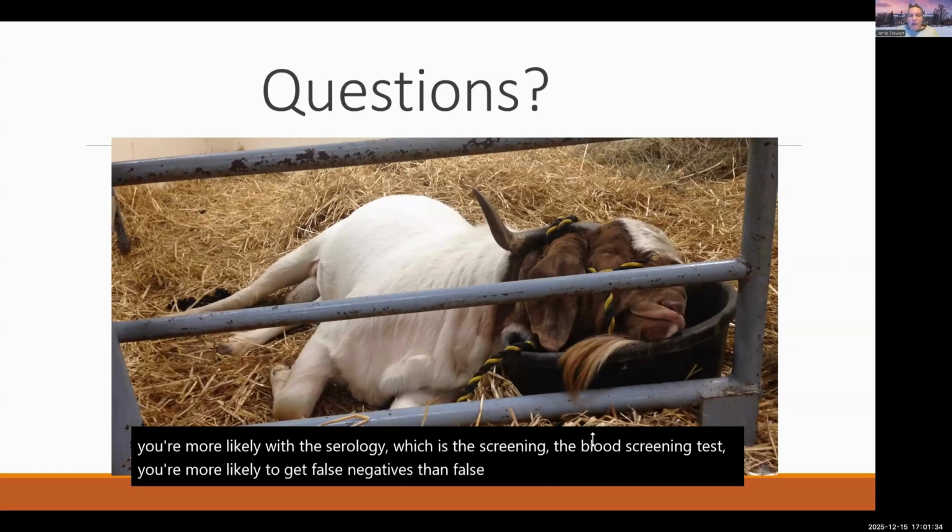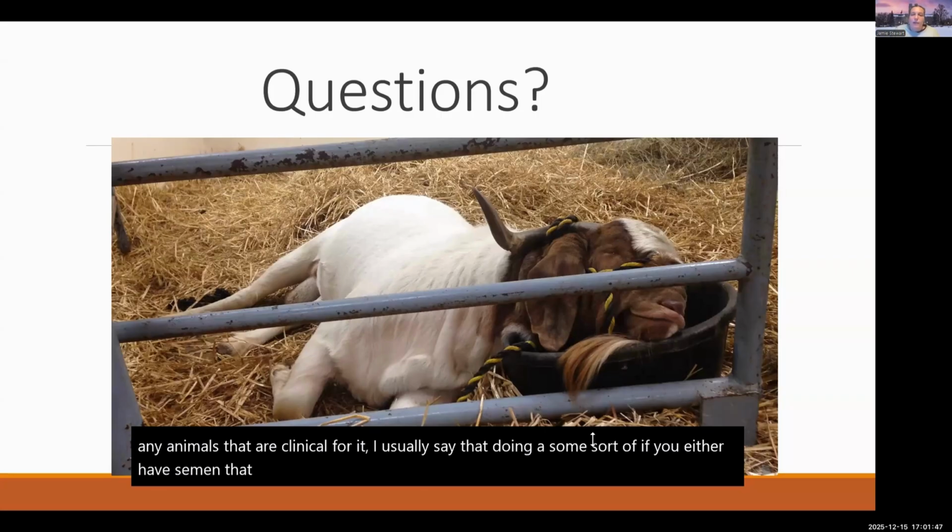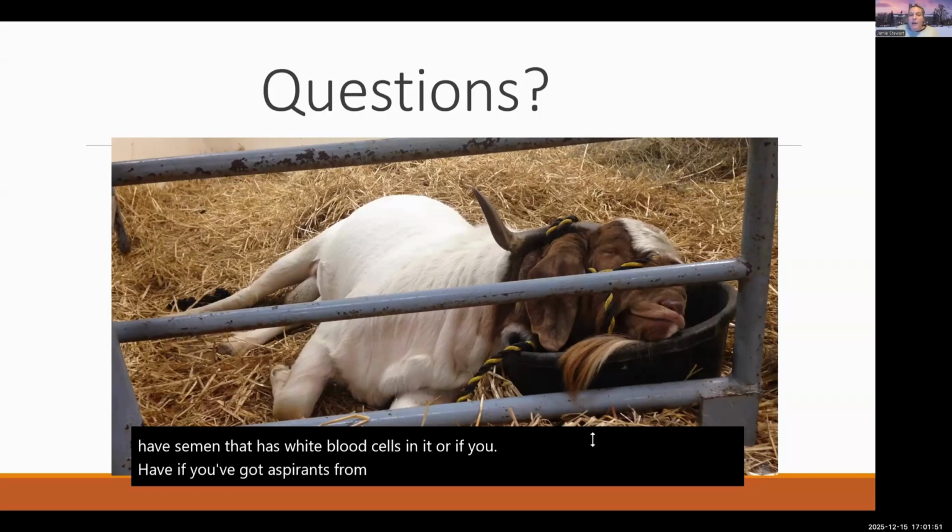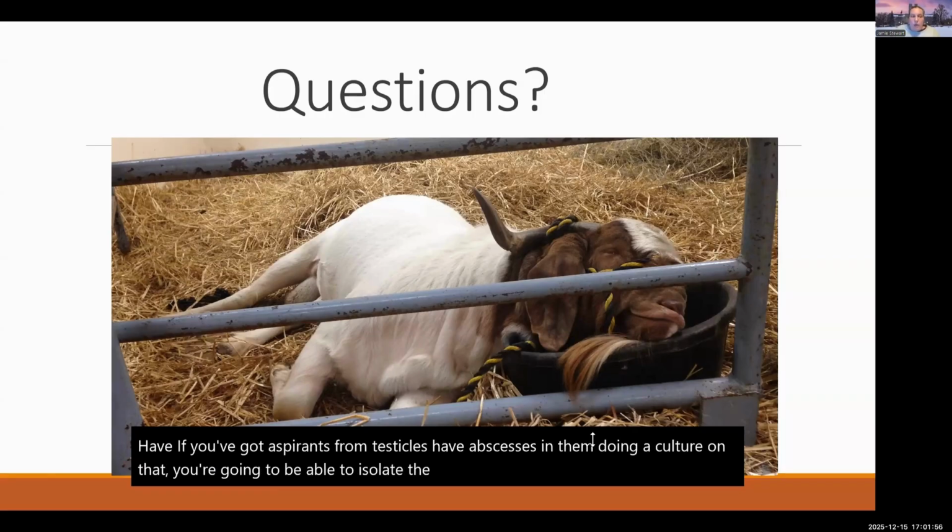And then if you've got any animals that are clinical for it, I usually say that if you either have semen that has white blood cells in it, or if you've got aspirates from testicles that have abscesses in them, doing a culture on that, you're going to be able to isolate the specific organism without necessarily getting a false positive. So that would be less likely too.